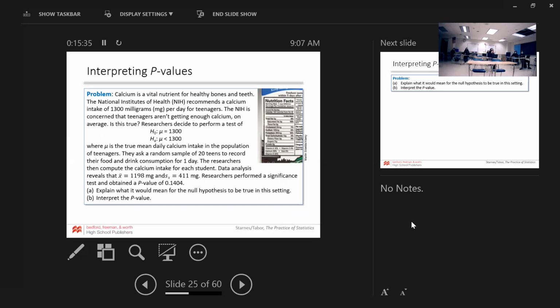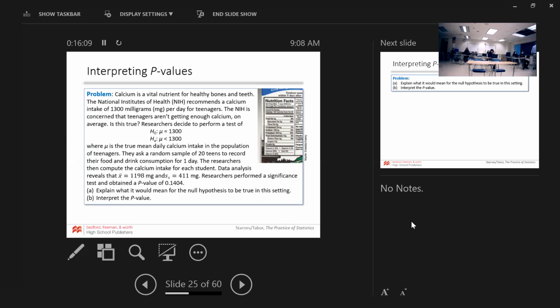So what happened? They had a random sample of 20 teens. Their statistic was 1198 milligrams of calcium, which is lower than 1,300. Yes? And the standard deviation was 411 milligrams. They already did this for you. The p-value is 14%. So it looks like this.